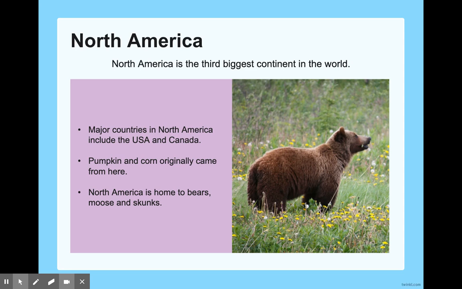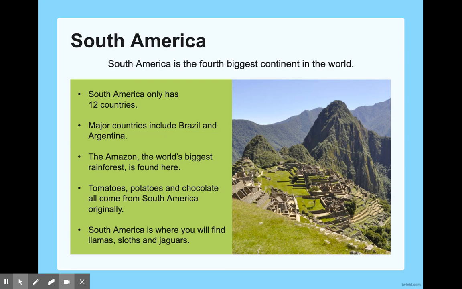North America is home of bears, moose, and skunks, as well as a lot more different animals. South America, right below us in North America, only has 12 countries. Major countries include Brazil and Argentina. The Amazon, the world's biggest rainforest, is found here. Tomatoes, potatoes, and chocolate are all from South America originally. South America is where you will find llamas, sloths, and jaguars.